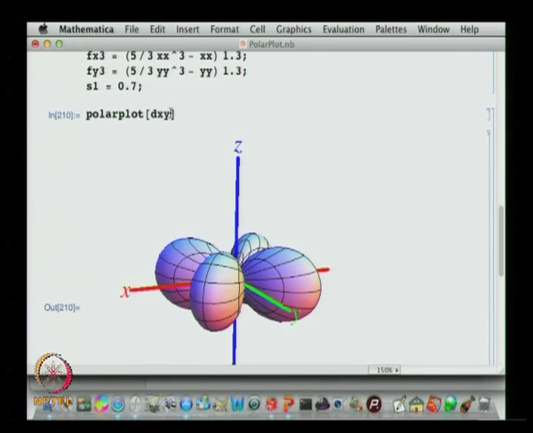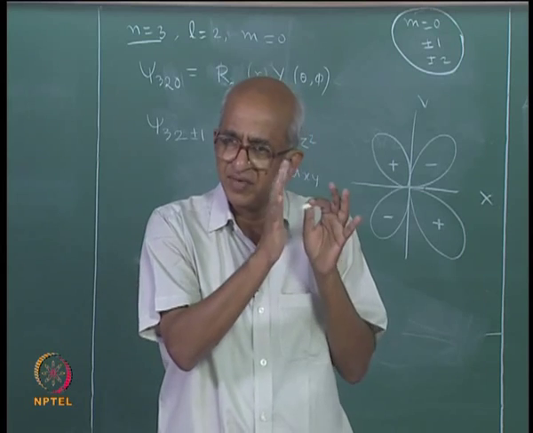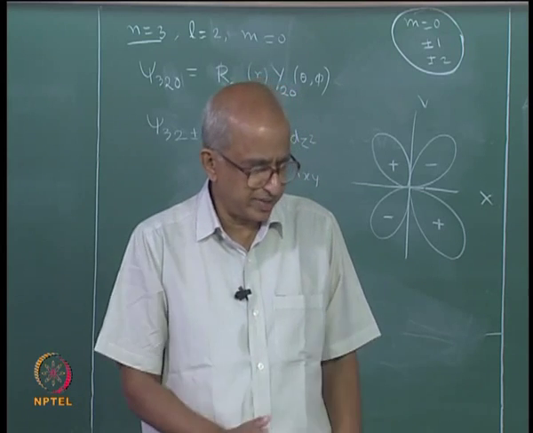So, 3D xz, what will happen? The appearance is the same except that it is in the xz plane. The orbital is lying in the xz plane. It is very similar to xy except that everything is now in the xz plane.